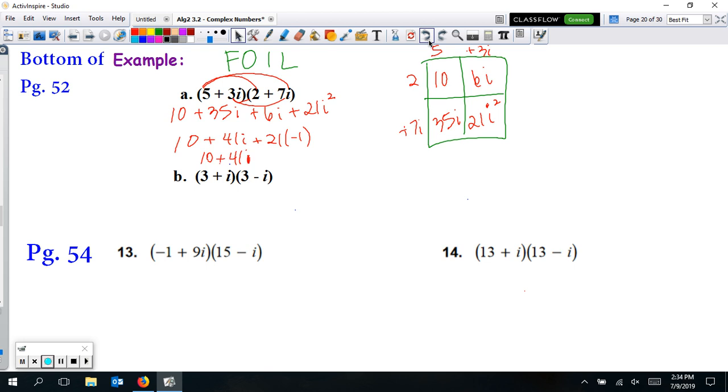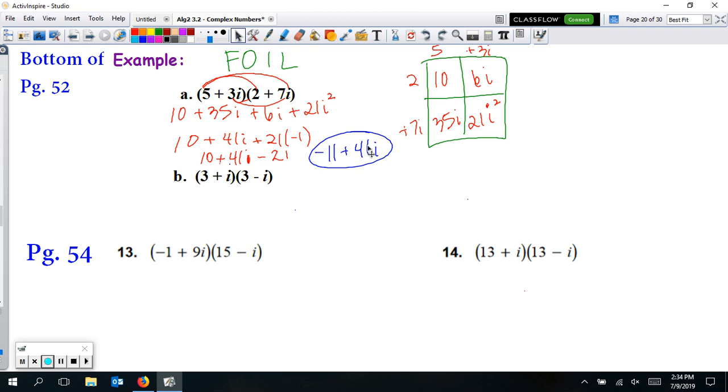So we're going to get the 10, the 41i, and now minus 21, and we can put these two like terms together, the 10 and the -21. That way our answer is going to be -11 for the real part and 41i for the imaginary part. So that's our final answer.